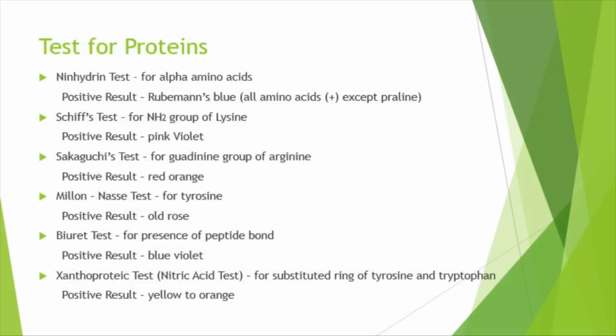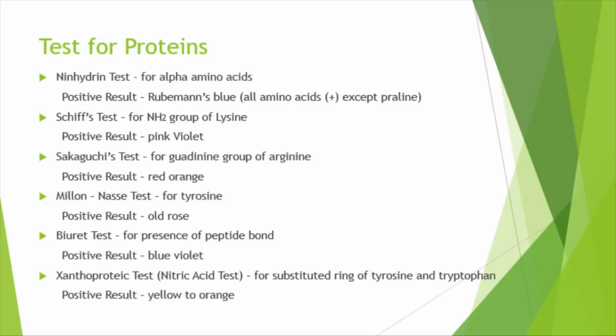So next, we have here the different tests for proteins. So as you can see, we have the name of your test and what the test is for, then the positive result is given. So for Ninhydrin test, which is a test for alpha amino acids, the positive result would be Ruhemann's blue. Okay, so this will be positive to all amino acids except for proline.